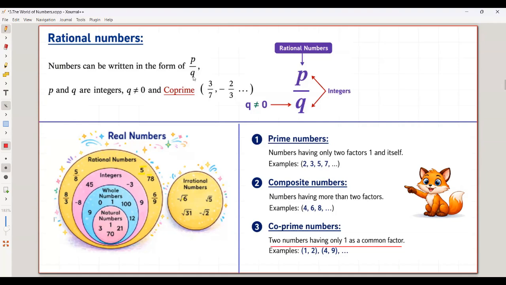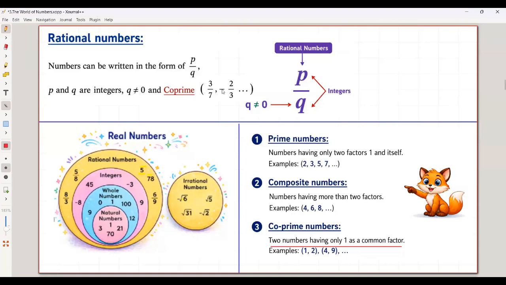A number that can be written in the form p by q, where p and q are integers. Integers means they can be positive or negative integers, and the condition is q should not be equal to 0. This type of number is called a rational number.